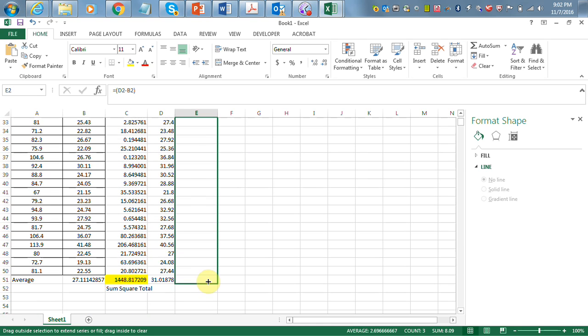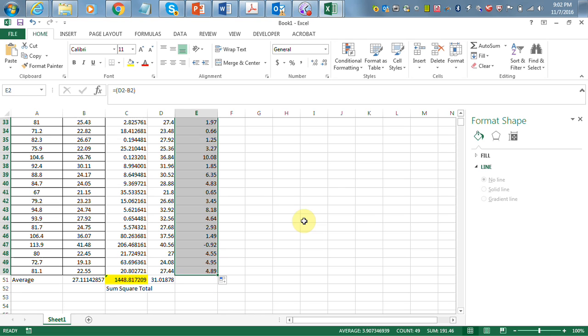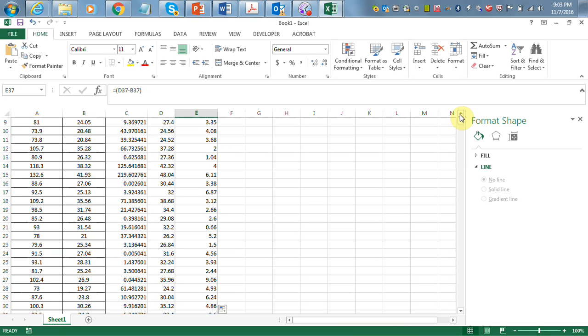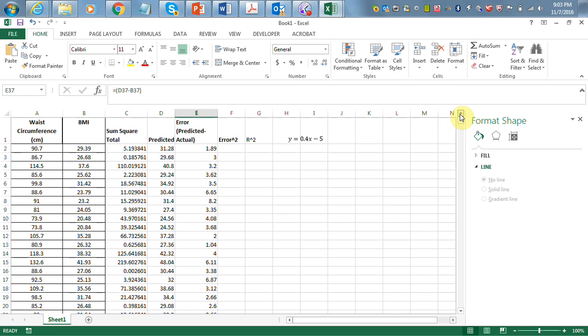So now I can just eyeball check, as discussed in your PDF. Look here, we have a lot of error for this particular person. I can actually see it. But for the most part, it looks like it's under the 10, so it doesn't look terrible. Let's compute the error squared.